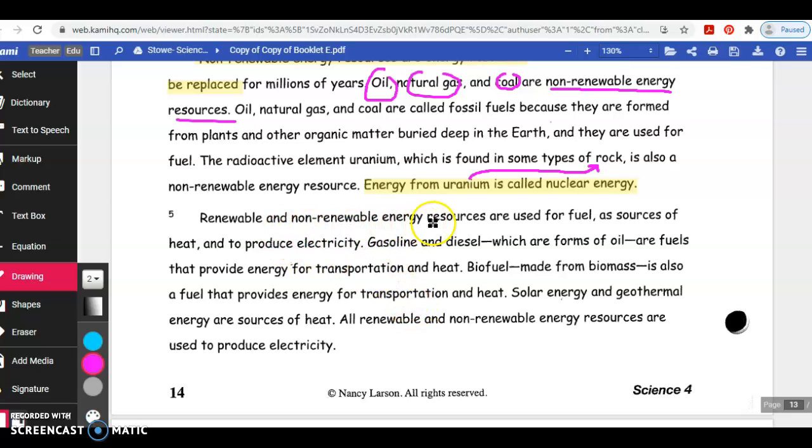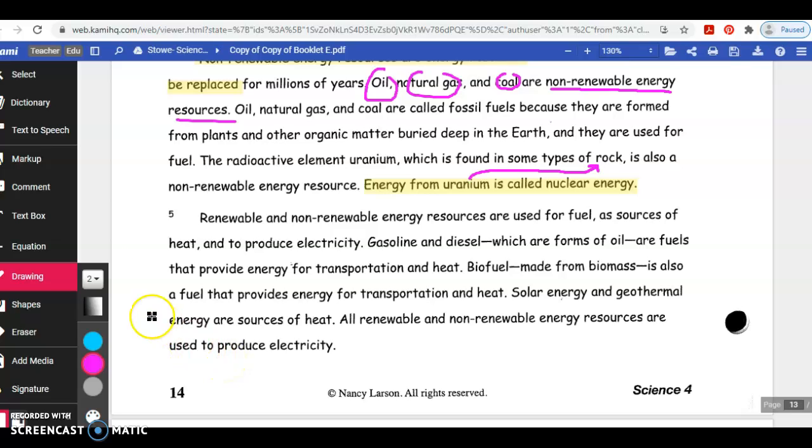Renewable and non-renewable energy resources are used for fuel as sources of heat and to produce electricity. Gasoline and diesel, which are forms of oil, are fuels that provide energy for transportation and heat. Biofuel, made from biomass, is also a fuel that provides energy for transportation and heat. Solar energy and geothermal energy are sources of heat. All renewable and non-renewable energy resources are used to produce electricity.